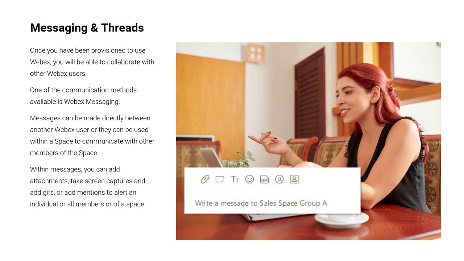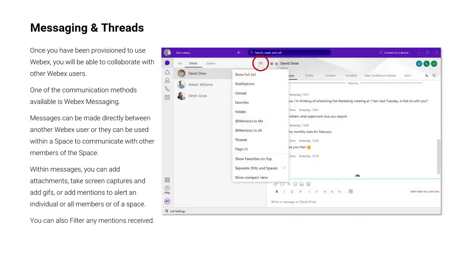In addition to sending messages, you can add attachments, take screen captures, and add GIFs. You can also add mentions by inserting the @ symbol followed by an individual user's name to alert that individual, or @ followed by all to alert all members of the space. Anyone who receives a mention can filter their messages to view messages sent directly to them, or to view messages sent to everyone in a space.